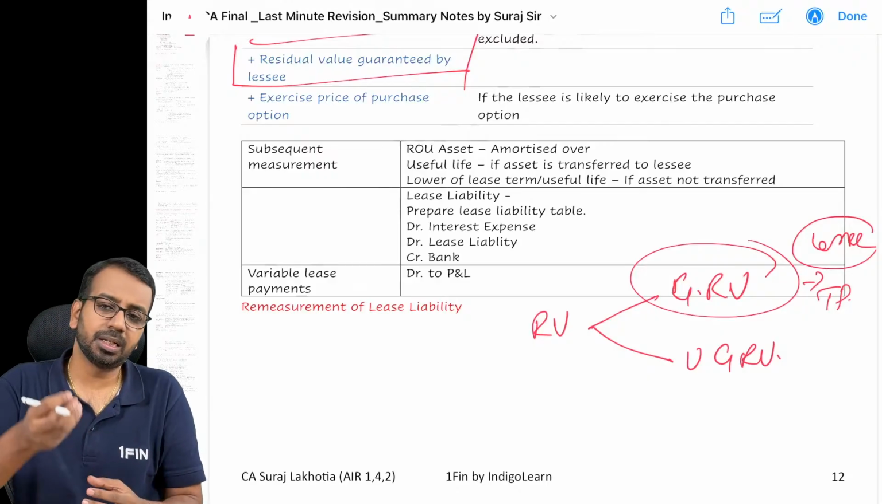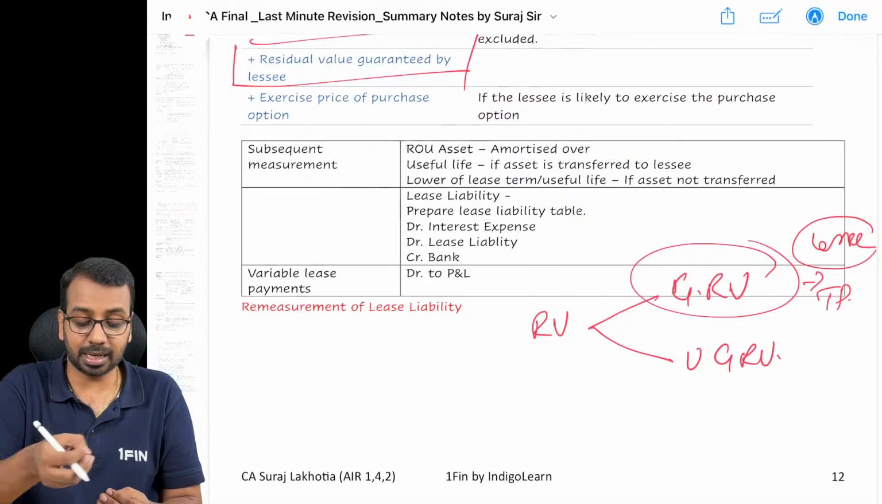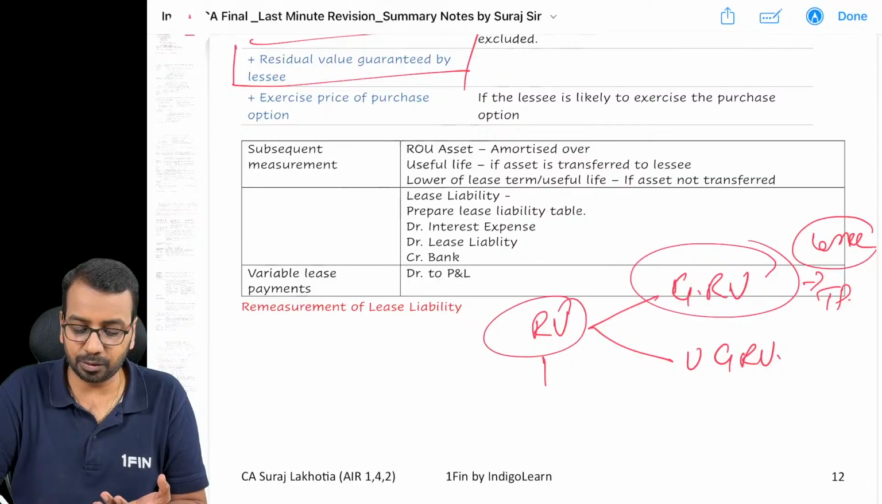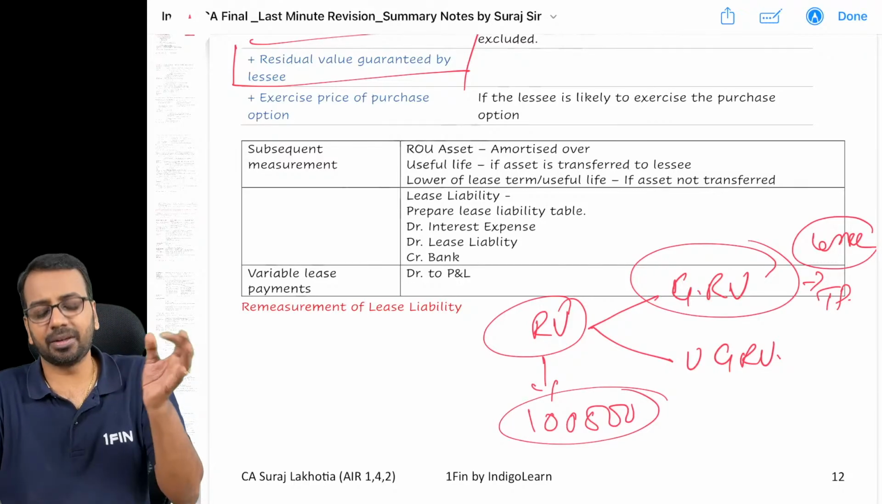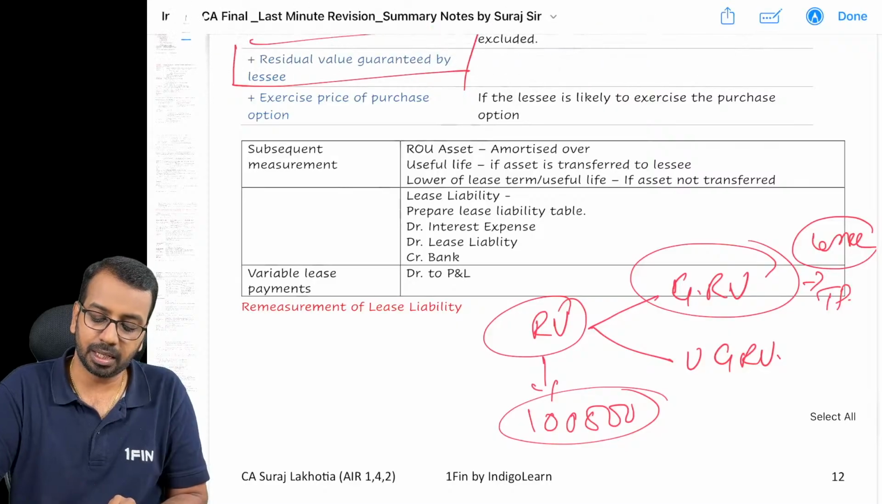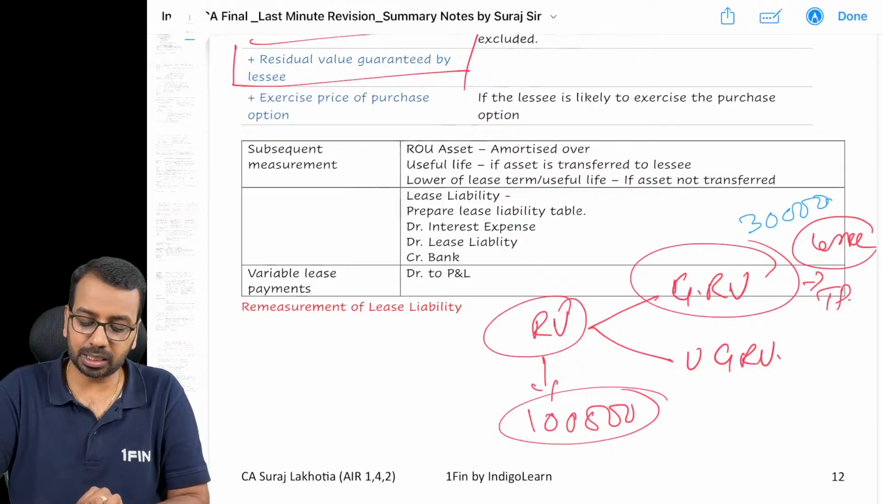So for example, if the lessor cannot sell the asset outside, the lessor can come and demand the minimum value from the lessee. For example, residual value is expected as 1 lakh. The lessee says, I will give a guarantee of 30,000. I will pay you 30,000 if you don't get a buyer. If you get a buyer, you go out and you can sell it. So 30,000 is guaranteed, 70,000 is unguaranteed.